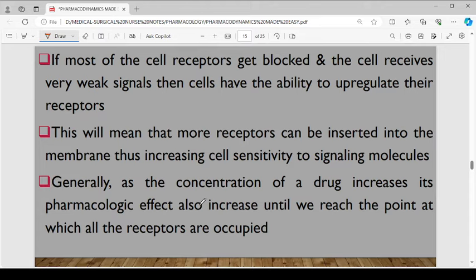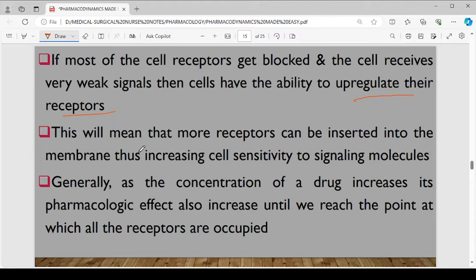If most of the cell receptors get blocked and the cell is receiving very weak signals, then the cell also has the ability to upregulate its receptors. This means that more receptors can be inserted into the membrane, thus increasing cell sensitivity to signaling molecules.